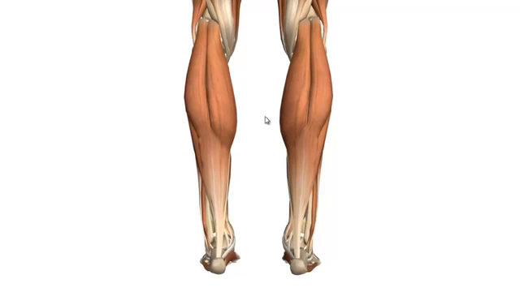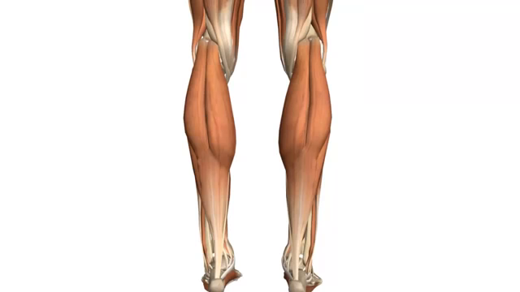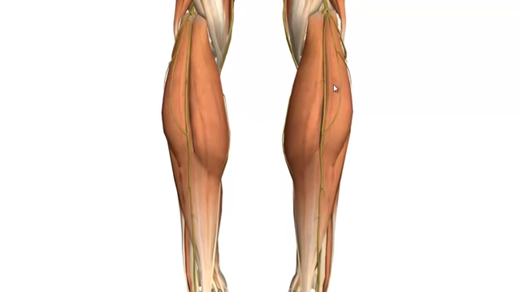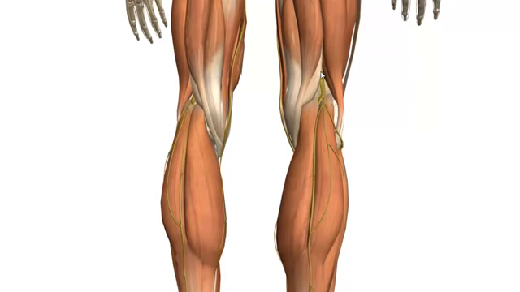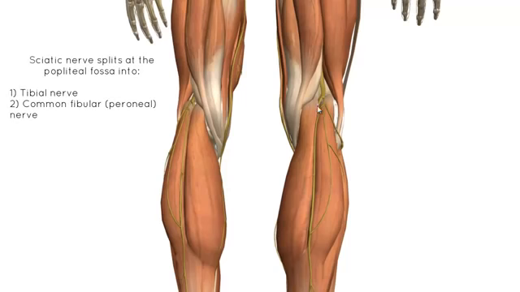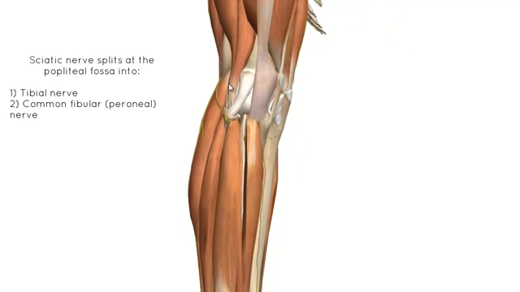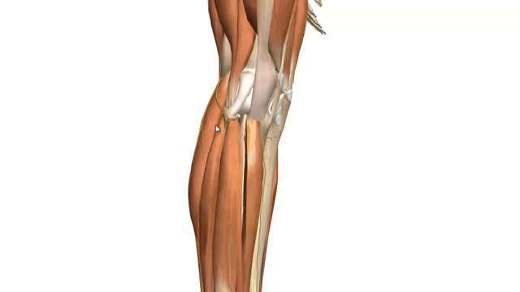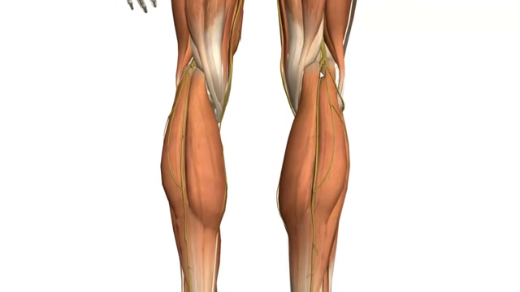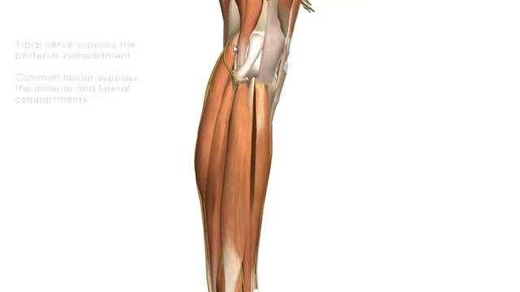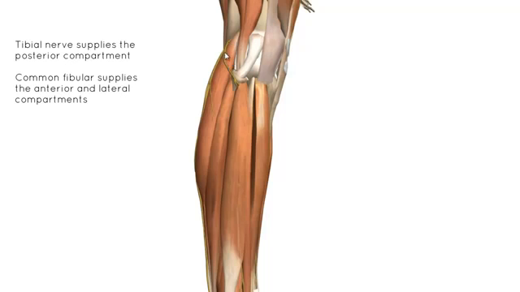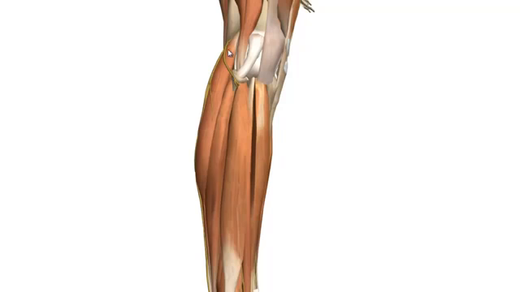Just briefly, a quick word about innervation. If I bring in the nerves, looking at the popliteal fossa, you can see the sciatic nerve, and it splits into two main branches: the tibial branch of the sciatic nerve, and the common peroneal, or common fibular, branch of the sciatic nerve. The tibial nerve supplies the muscles of the posterior compartment, and the common peroneal nerve, which winds round laterally here, innervates the anterior and lateral compartments of the leg.